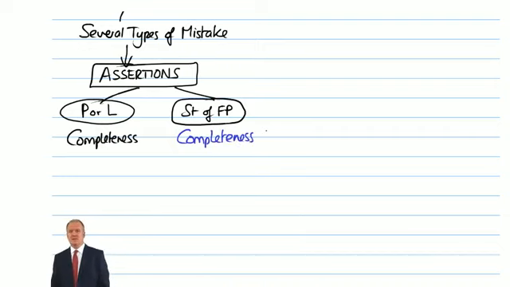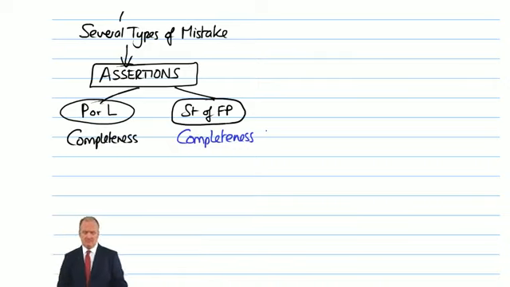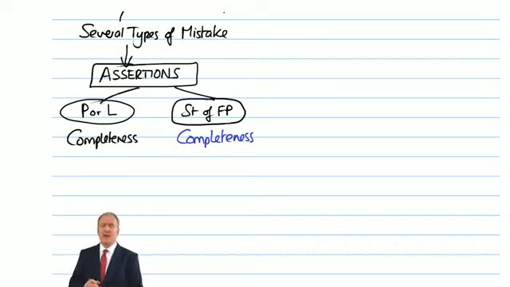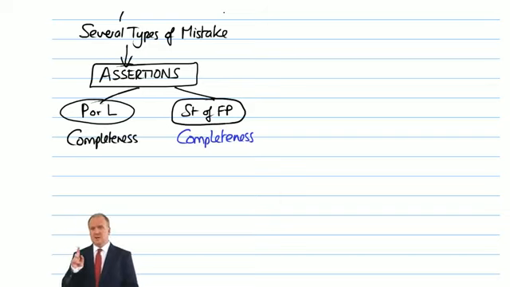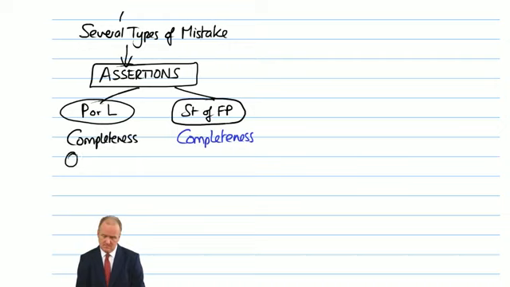We need to check completeness. Everything that should be in the accounts is in there. Turning that around, we need to check that everything that is in the accounts should be in the accounts. So the events and transactions in the profit or loss occurred, they took place. The assets and liabilities exist.